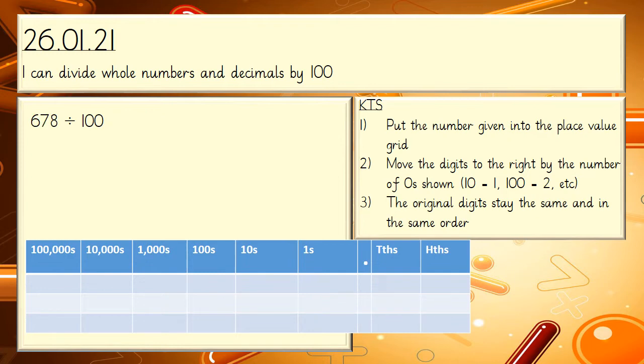Let's have a look at another example. First of all, you put 678 into the place value grid. Pause the video here whilst you do this. Then, because you're dividing by 100, move the digits 2 places to the right. Remember to keep the decimal point where it is. So you'd have the 8 in the hundredths column. And then you'd have the 6 and the 7 before it with the decimal point in the same column. And therefore the answer would be 6.78.